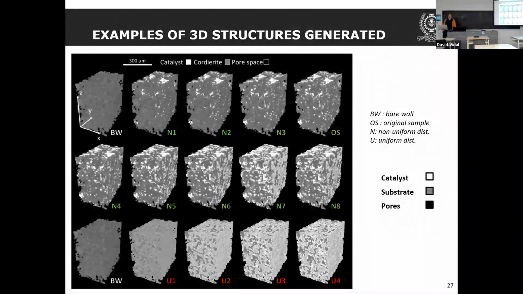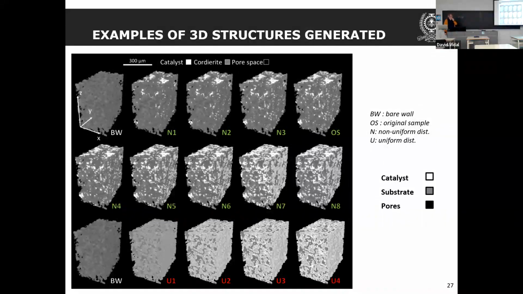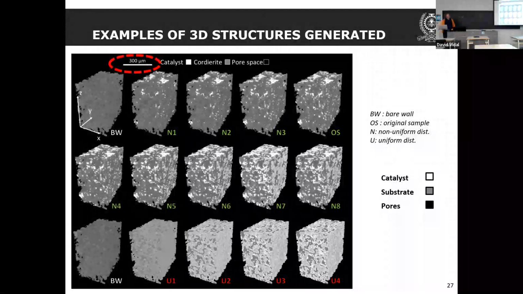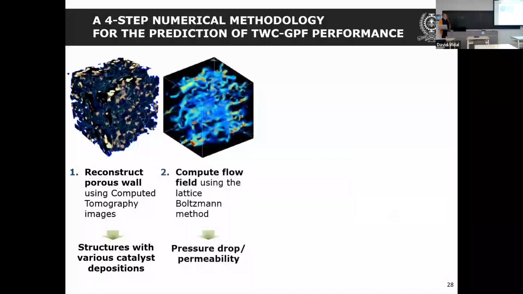Here, so I told you these were 2D cross sections. Eventually, we do our calculation in 3D. So these are some of the actual structures that we have generated. So this was for the first step, which is the reconstruction of the porous wall at different catalyst amounts.